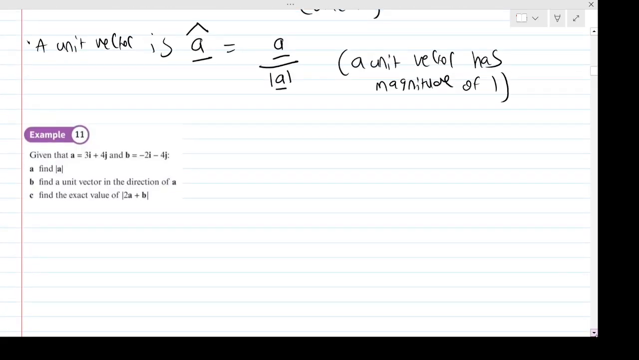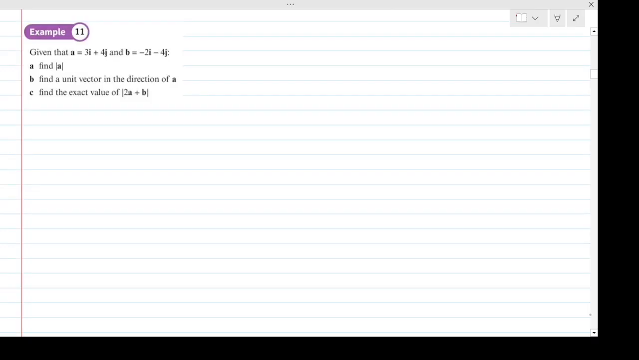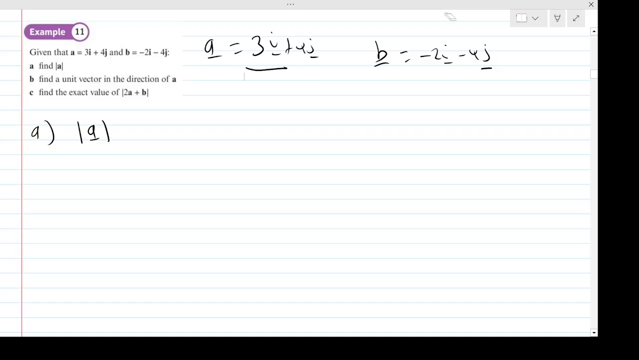In this example, we are given that the vector A is 3i and 4j, and the vector B is minus 2i minus 4j. First of all, it wants me to find this double line of A. So you should know, as we looked at it, it's asking for the magnitude or the length of A. So if I were to draw A again on the diagram, we're going to go 3 across, right? 3i means going 3 across on the x part. And then we're going to go 4 up.